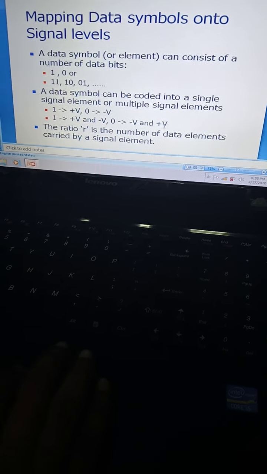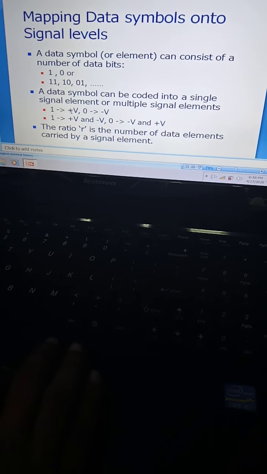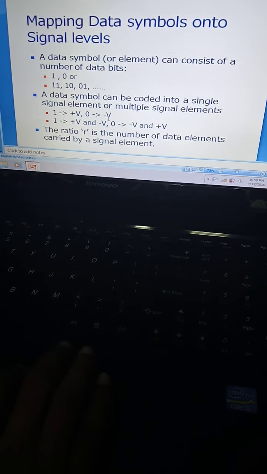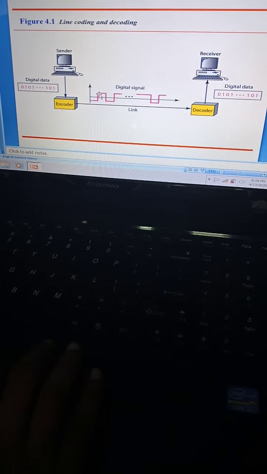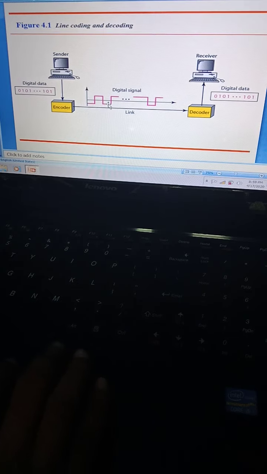In other line codings, we can use it statically, that is nothing but up is 1 and down, that is negative, is 0. So here you can see this is 0 in the first mapping and this is 1 in the first mapping and this is 0 in the second mapping.